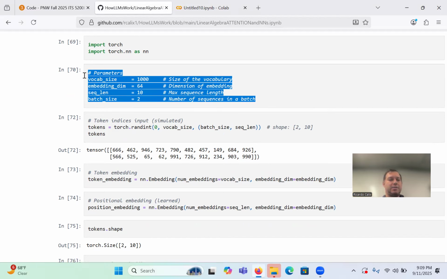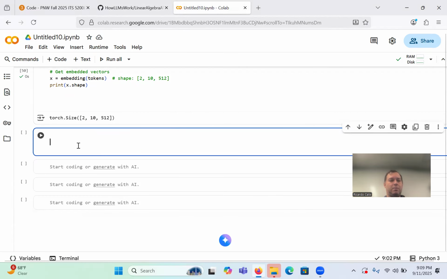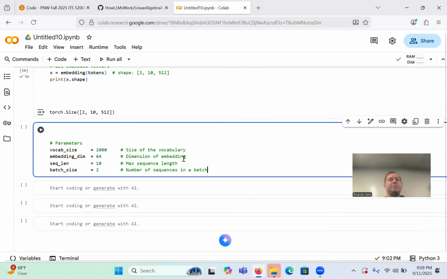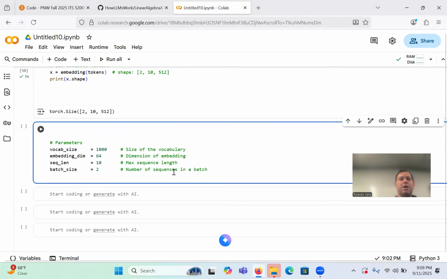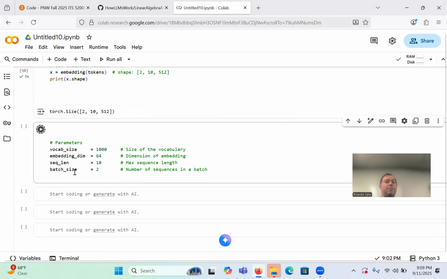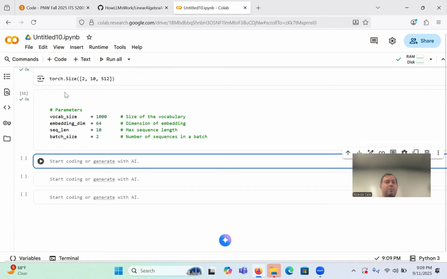All right. So I'm going to repeat this process. I think I changed the values here a little. So notice here, vocab size 1,000. I changed the embedding size to 64 instead of 512. That's the only difference. You later can try it. Still, the sequence is 10 and the batch size is 2.